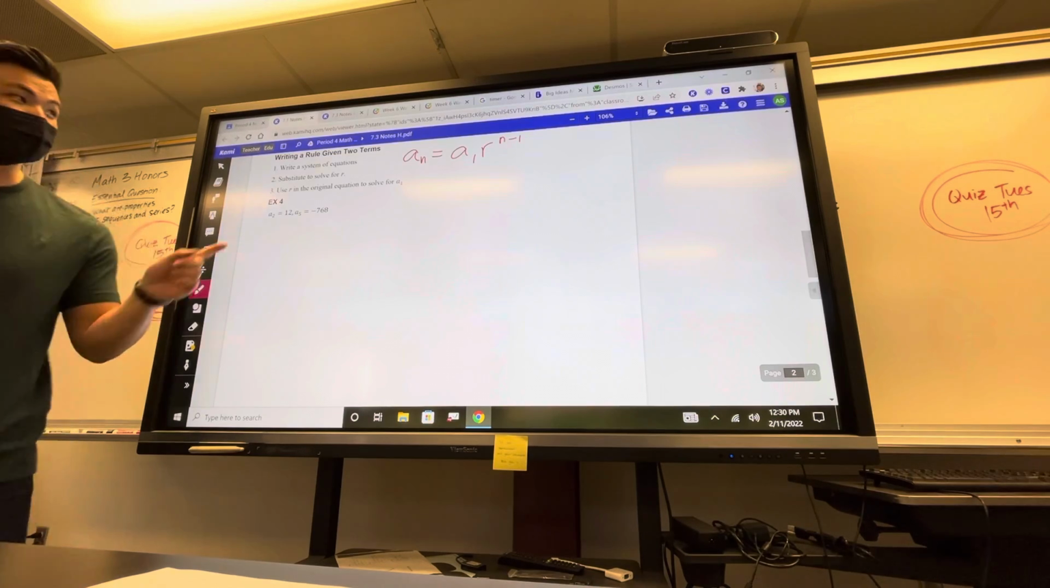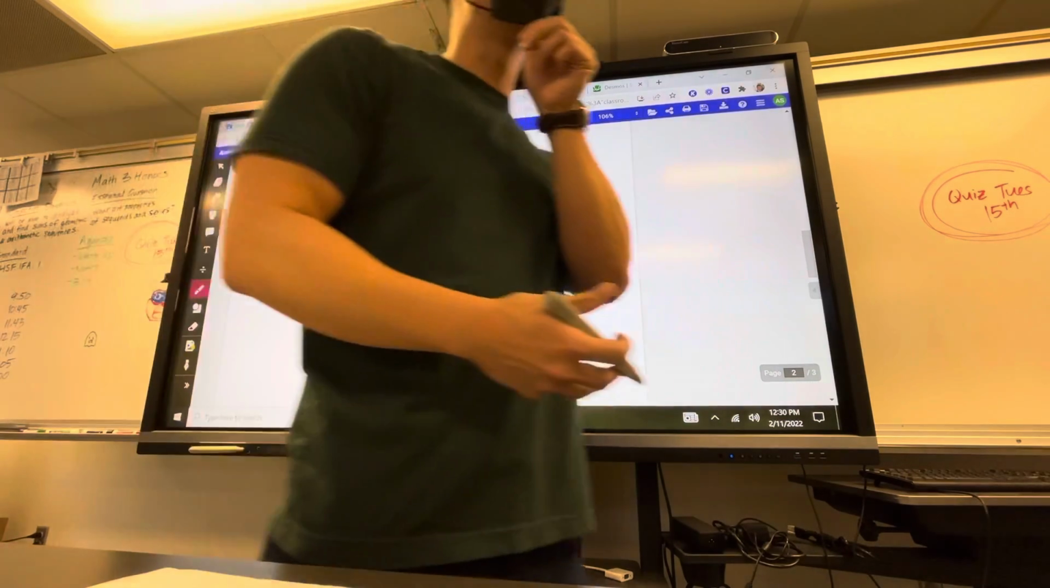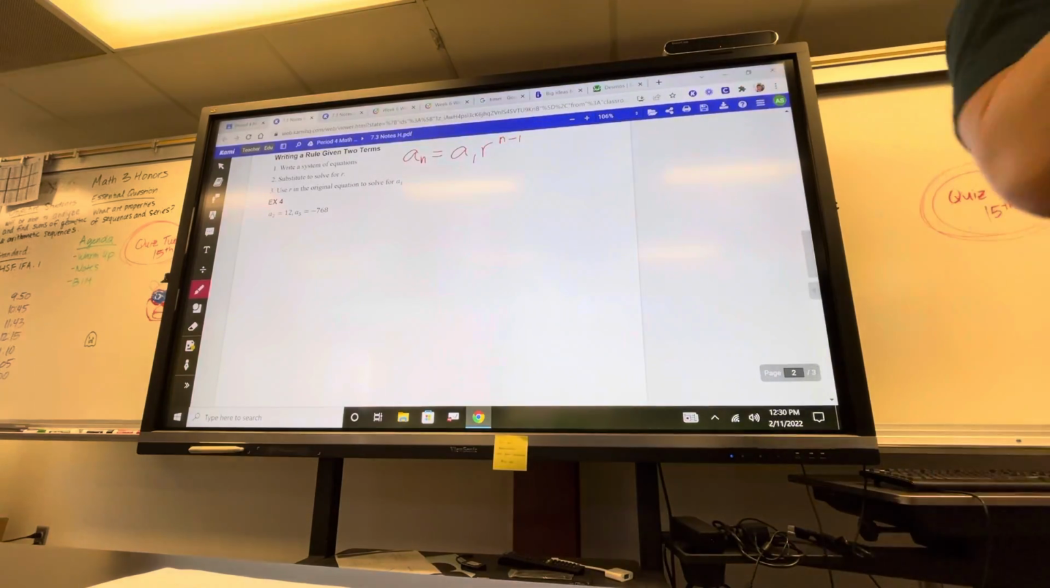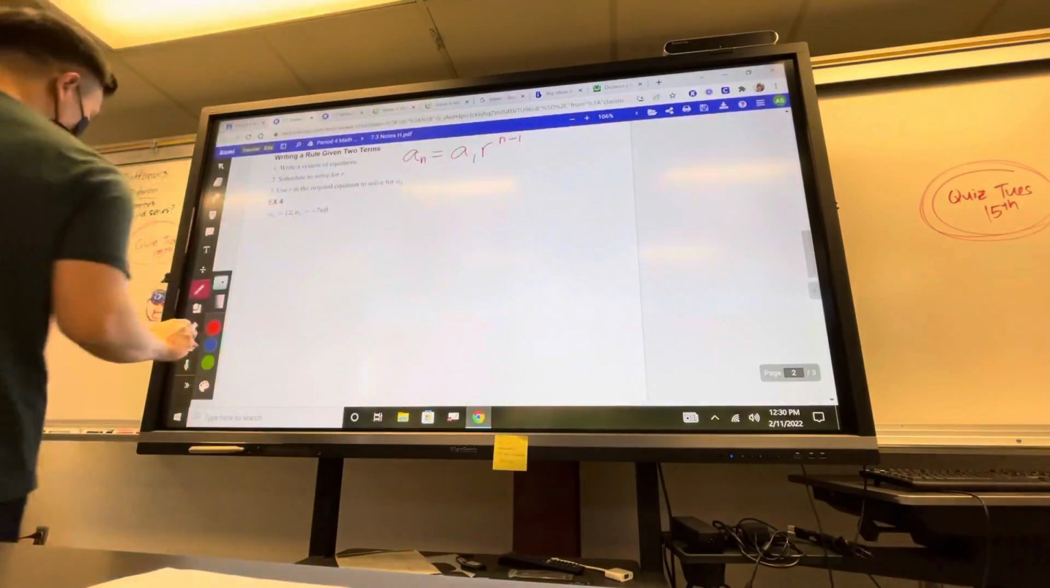So what we're going to do today is, if we have two terms and we don't know what our ratio is, so if we don't know what our first term is and we don't know what our ratio is, what we can do is use these steps.